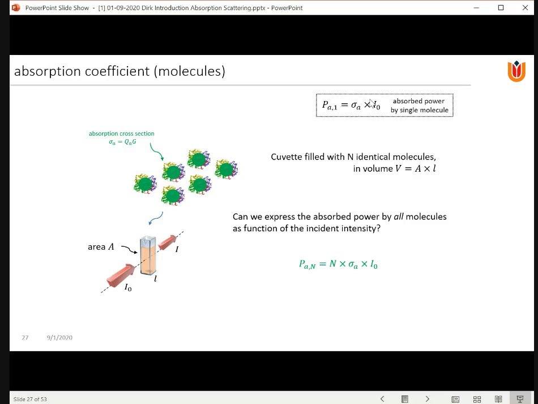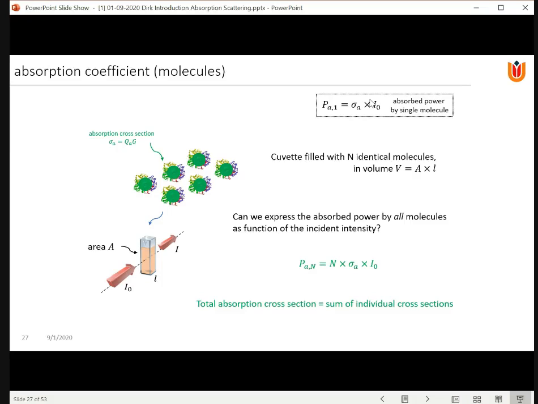Well, we can, because all these molecules are identical. That simply means that they act as if they would form one big absorber. So the total power absorbed by n of these molecules is simply equal to n times the power absorbed by the single molecule. So that just scales linearly. Or to put it in another way, the total absorption cross-section of this bunch of molecules equals the sum of the individual cross-sections of the molecules.